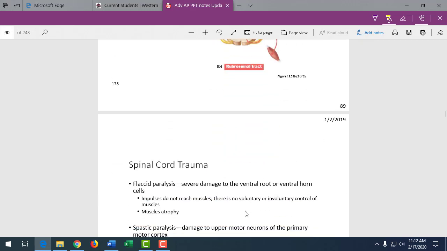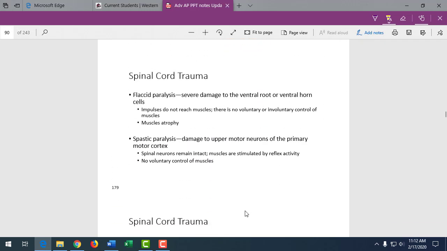Okay, so that's the descending pathways. When someone has an injury, there are two types of paralysis that can happen. Flaccid paralysis means there's no stimulus to that muscle. That means we have damage to the ventral root or the ventral horn, so there's no stimulus to that muscle because the lower motor neuron is damaged. But we can have spastic paralysis if the lower motor neuron is okay, but the upper motor neuron is damaged. We see that in cerebral palsy.